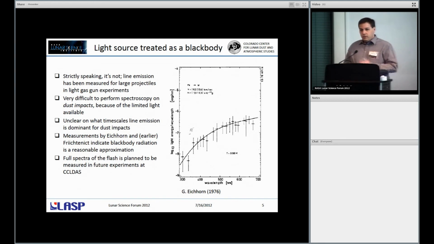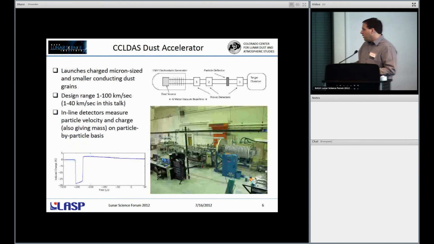These are signals that you need a photomultiplier tube to see. The total number of photons, I think, is on the order of 100,000 photons for the entire flash. So measurements by Eichhorn and also earlier measurements in this country were conducted and determined that blackbody radiation is a reasonable approximation. So this is one of Eichhorn's plots showing a bunch of different wavelengths. This is not per particle. This is an ensemble over many, many flashes at different wavelength bins, and it fits reasonably well to the blackbody curve.